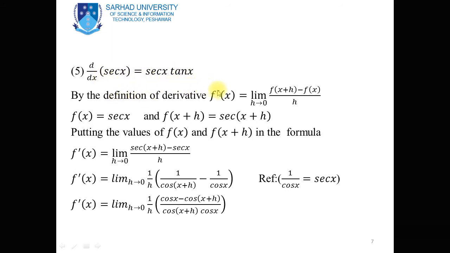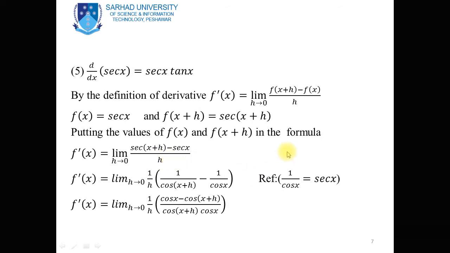Now by the definition of derivative, f dash of x is equal to the limit as h tends to 0 of f of x plus h minus f of x, divided by h. Now suppose f of x is equal to secant x, then f of x plus h is equal to secant of x plus h. Putting these two values in the definition formula, the derivative of the function is equal to the limit as h tends to 0 of secant of x plus h minus secant x, divided by h.